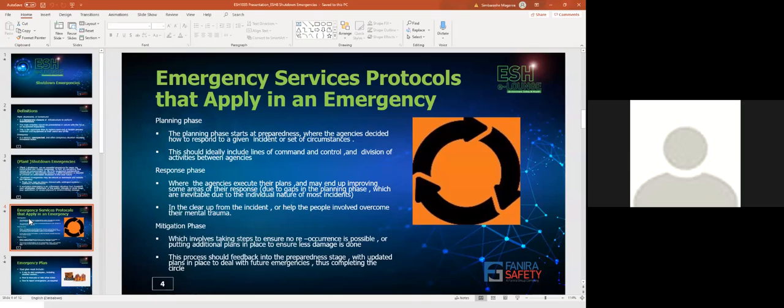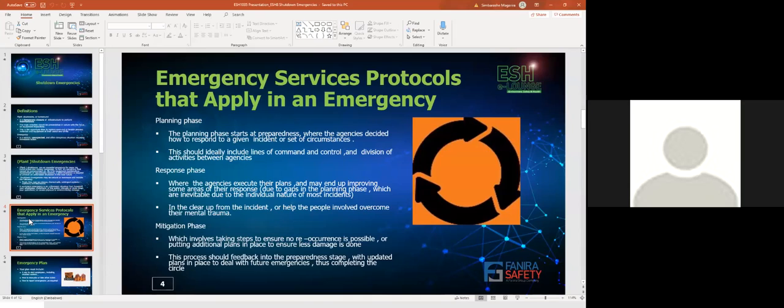The planning phase is where people start the preparedness plan, where the agencies decide how to respond to a given incident and set circumstances: what it is that we need in case of emergencies, and what we should provide as an organization or as a company.